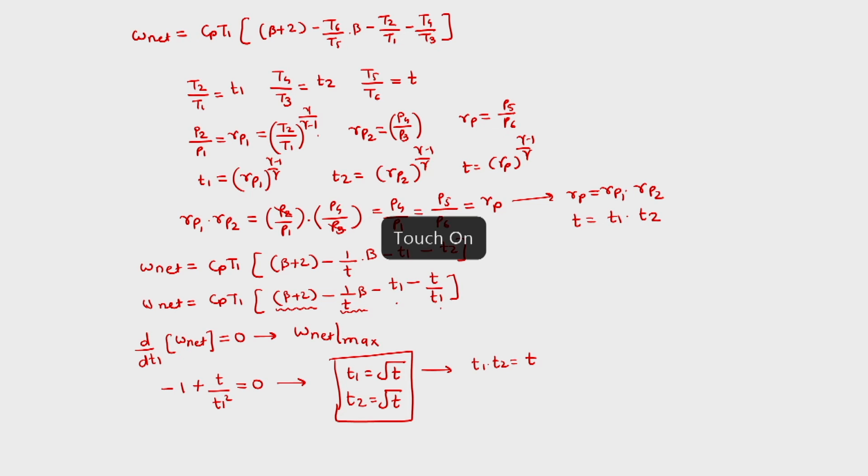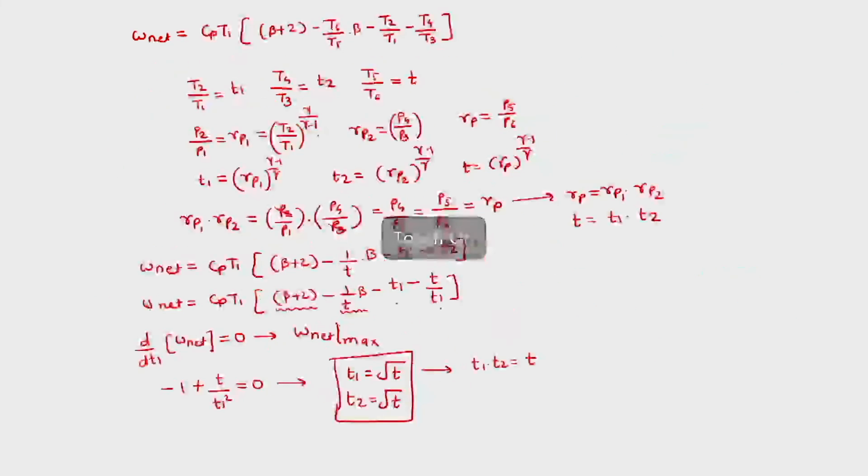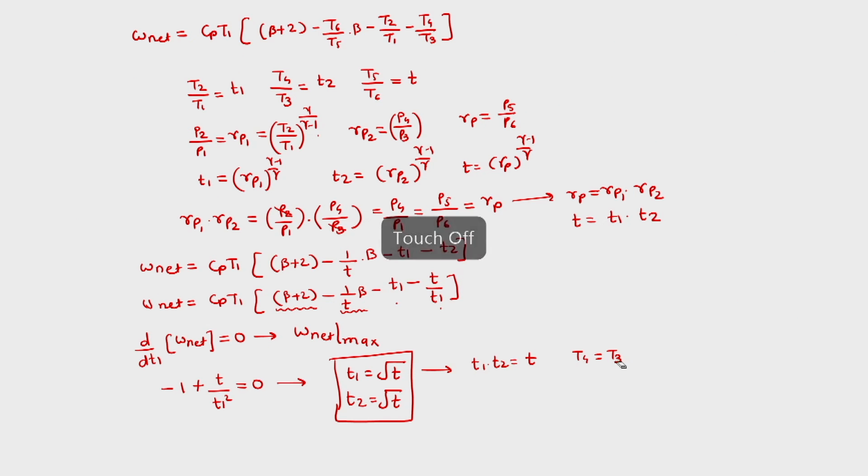If we go back and see what we have achieved, we got again that T1 is equal to T2, but we said internally that these two temperatures are the same. So we said this is T min. So this ratio is the same, that means this temperature is also the same. So what we got internally by this assumption is that T4 is equal to T2.